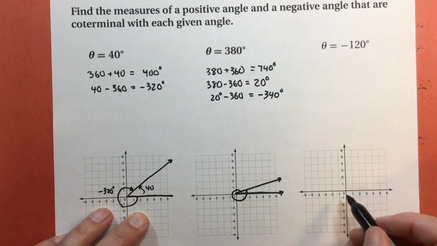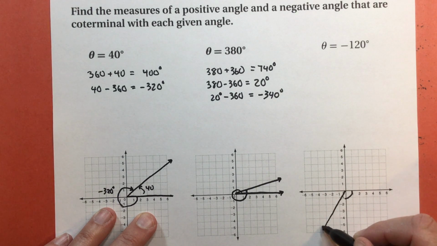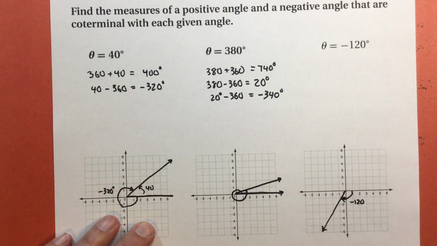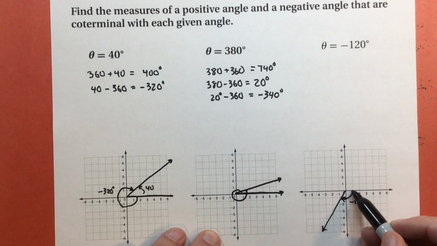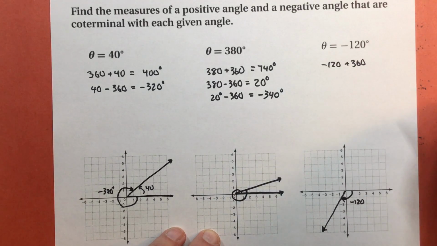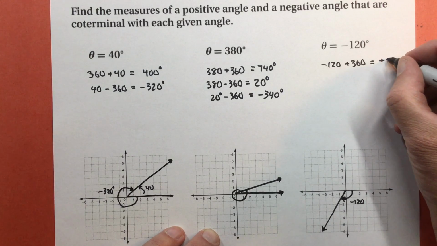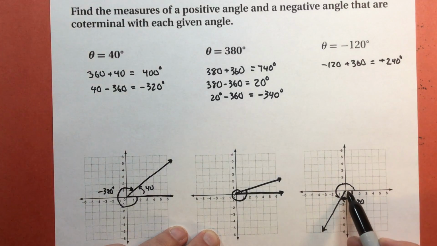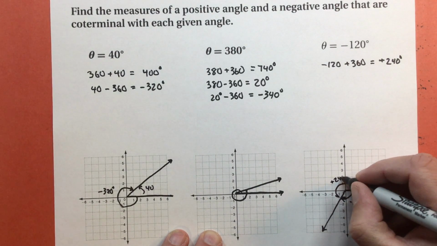Negative 120 degrees. Negative 120 degrees is going to go this way and 30 degrees more. So this is negative 120. So what would be a positive angle of rotation that I would get here? I could try negative 120 plus 360, and that's going to give me positive 240 degrees. That's this one. I'm sorry, I forgot to do the initial side there. So this would be positive 240 degrees.